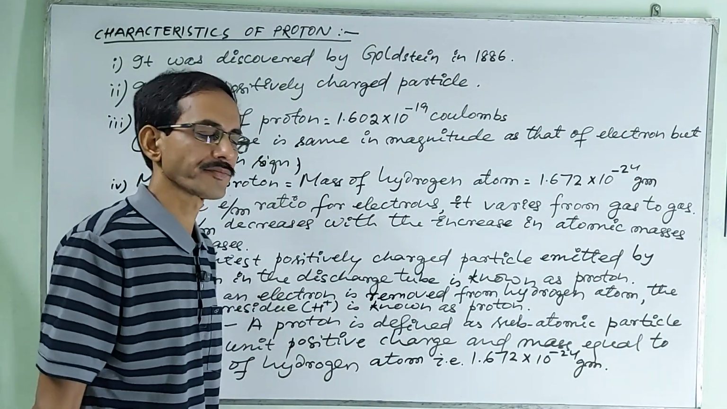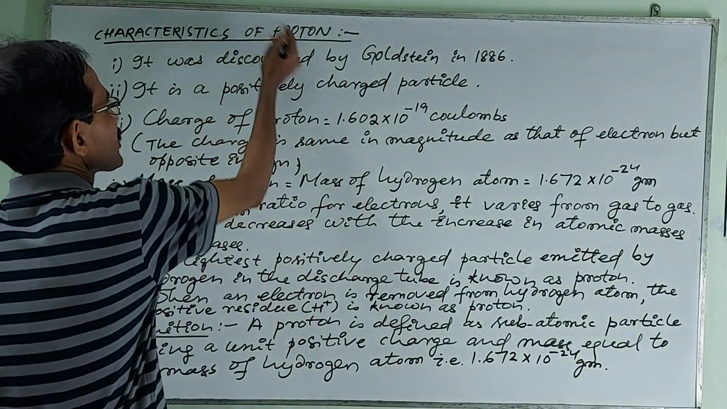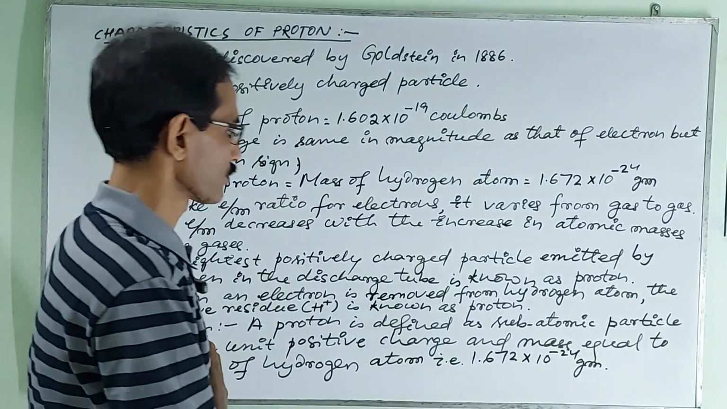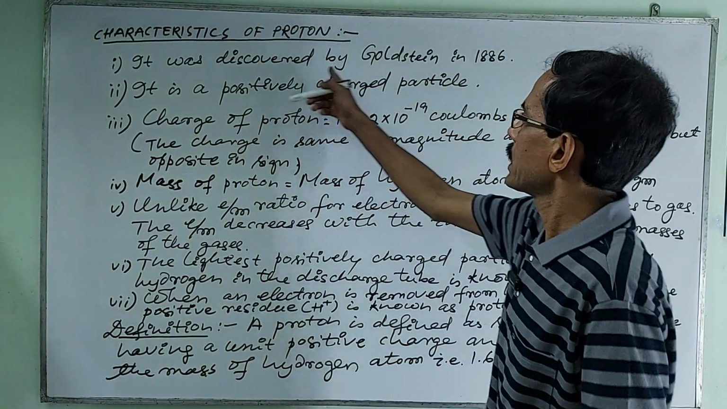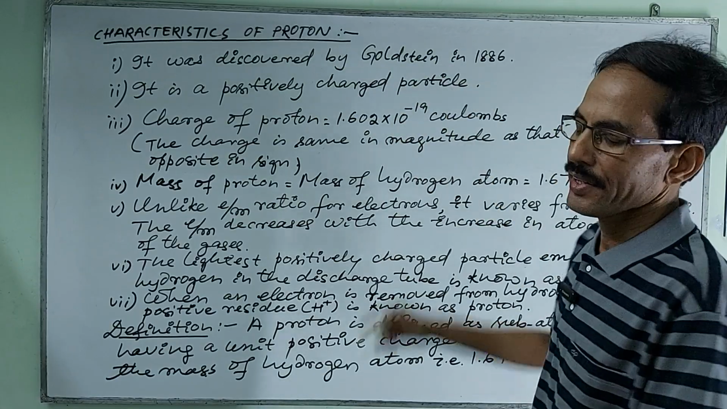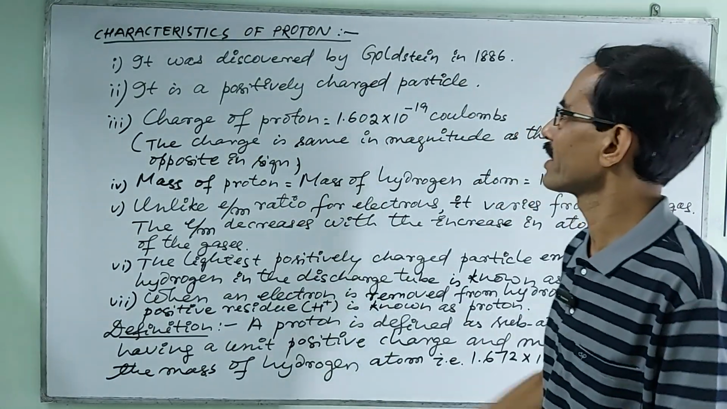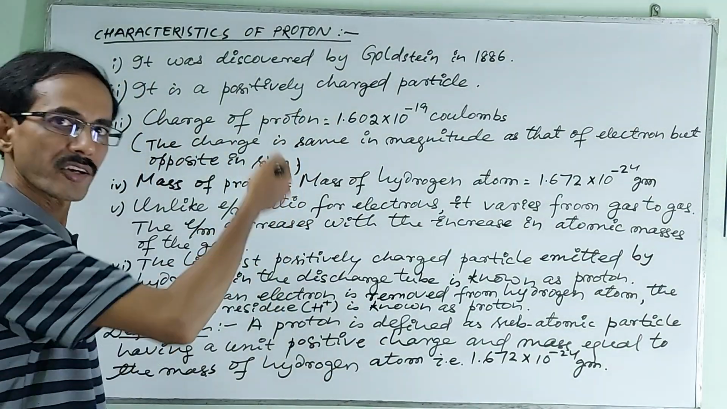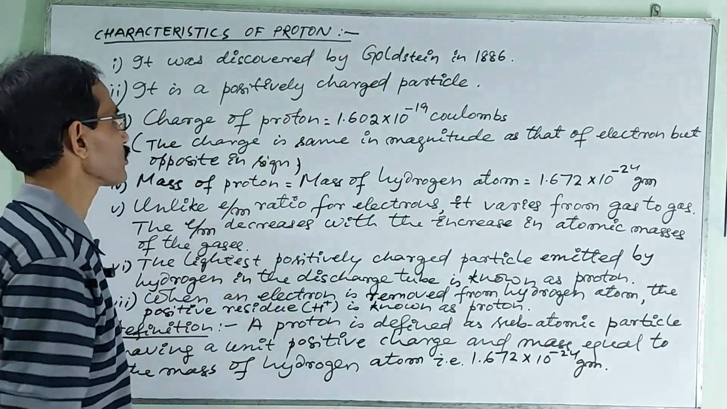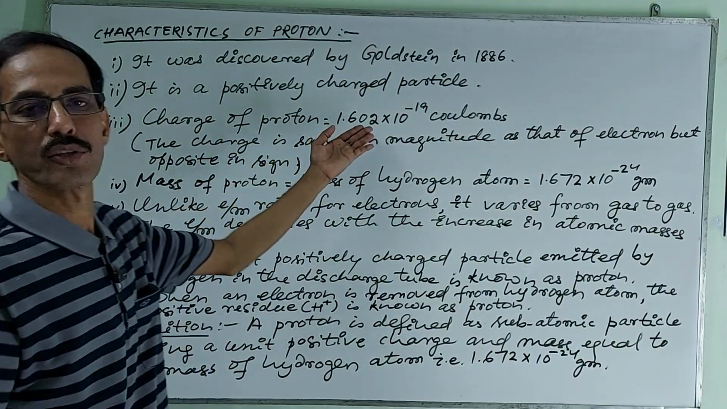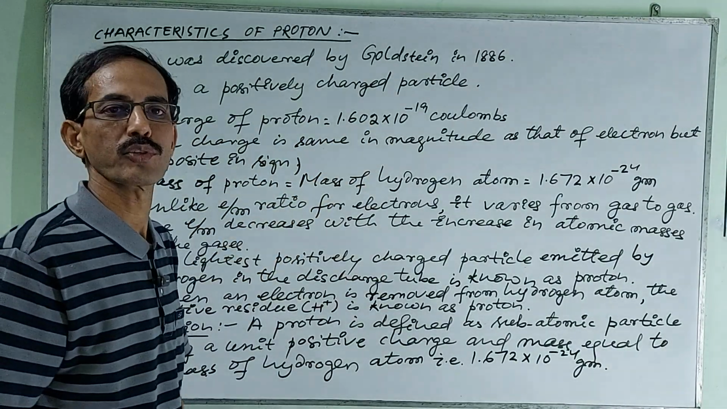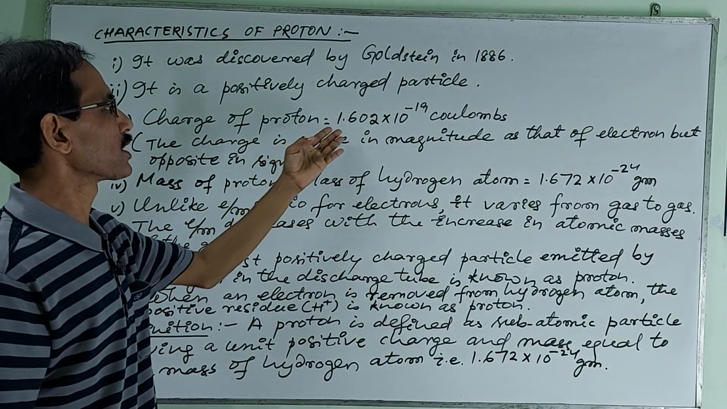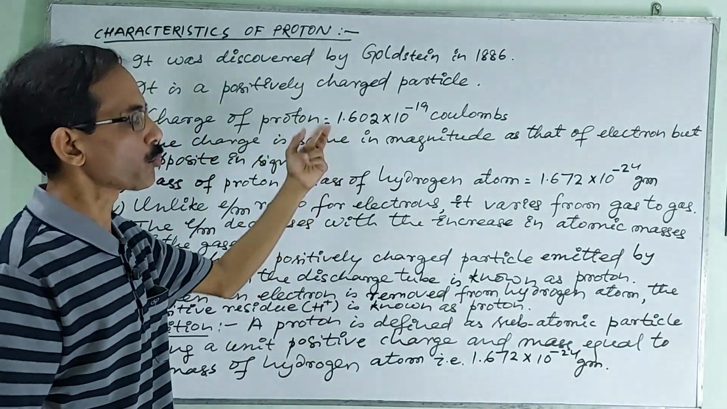My dear students, let's see the characteristics of protons. What are the properties of protons? It was discovered by Goldstein in 1886. As I said earlier, it is a positively charged particle, and the charge of a proton is equal to 1.602 × 10^-19 coulombs. This is the same magnitude as that of an electron, but opposite in sign.